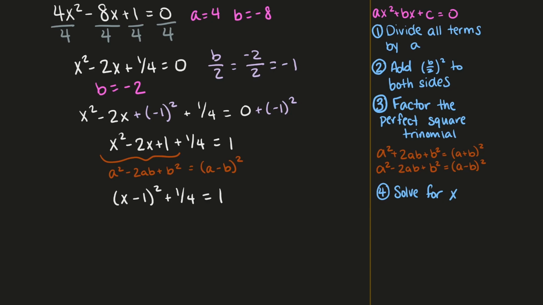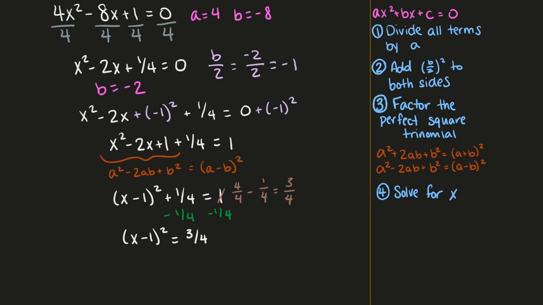Now, let's solve for x. Subtract 1/4 from both sides. We get x minus 1 squared equals 3/4. So if we do this math, we have 4 over 4 minus 1 over 4, which is 3 over 4.